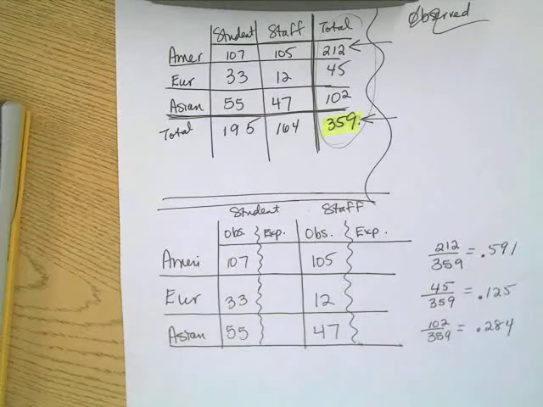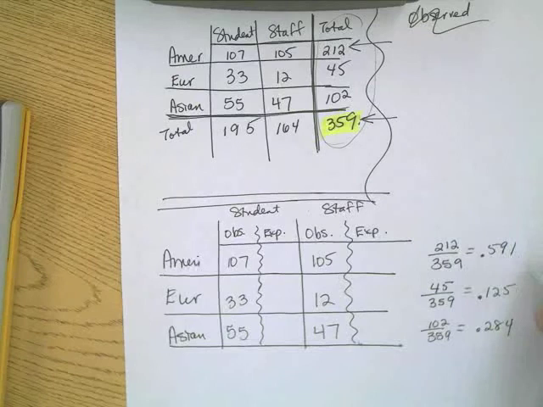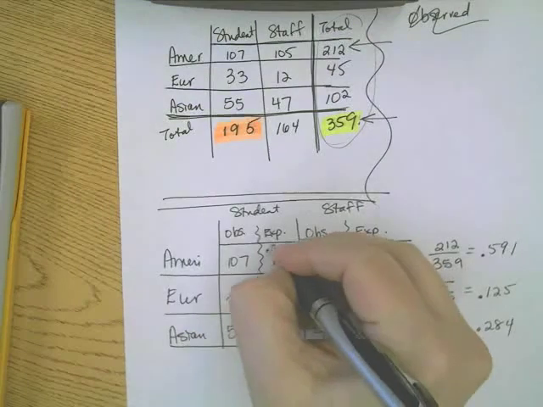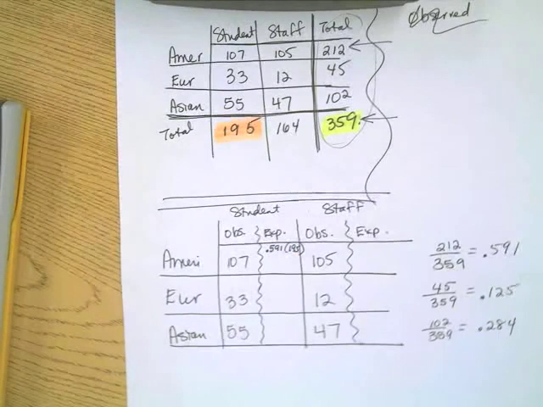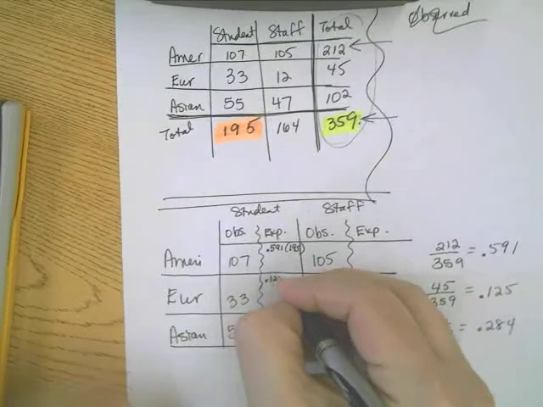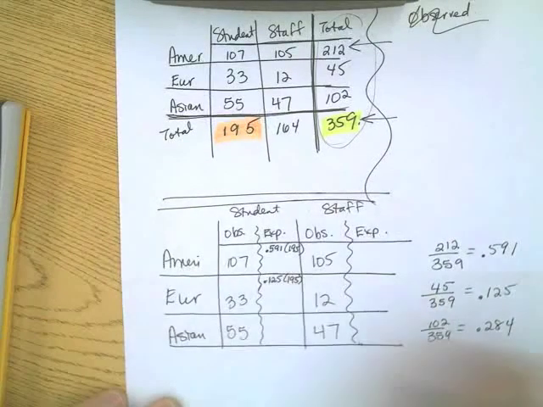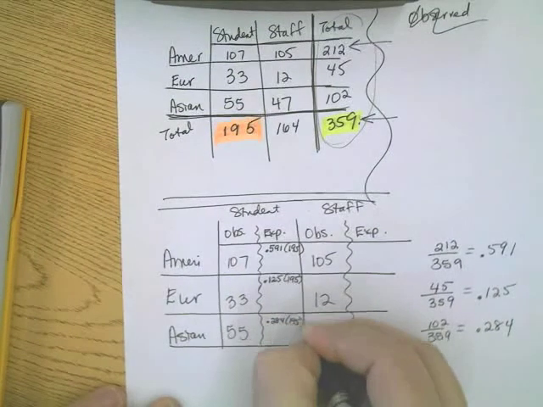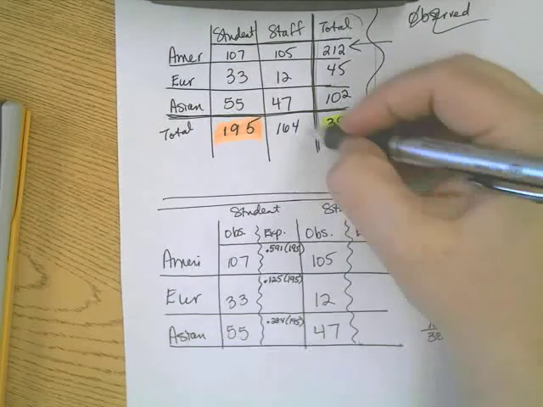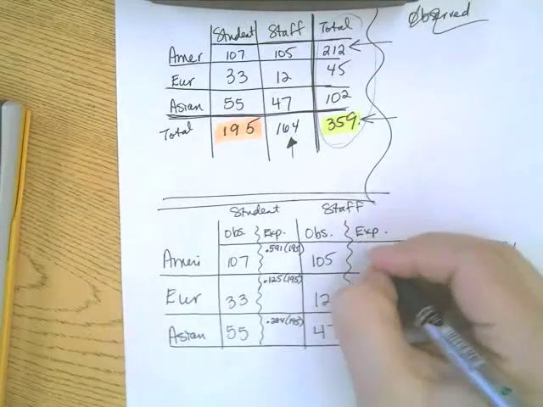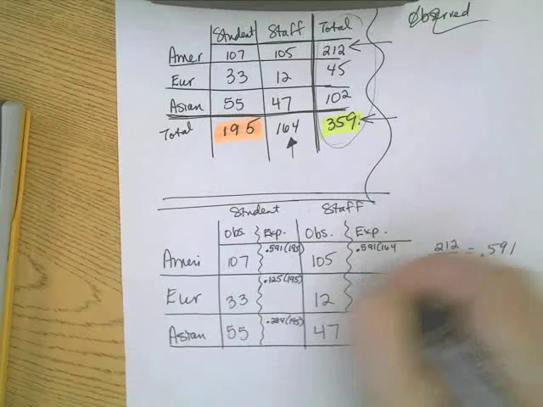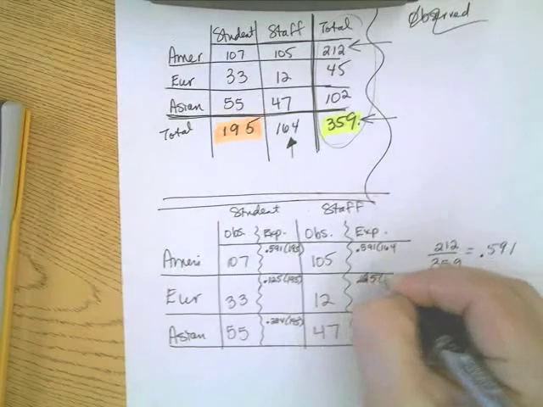I went ahead and calculated those as percents. So 59% are American, 12% are European, and 28% are Asian. Now I need to figure out what's expected. To find the expected, I know I have 195 students, so I do my expected percent times 195 for each type of car. And over here, instead of 195, I'm going to be multiplying by 164 because I have 164 staff.